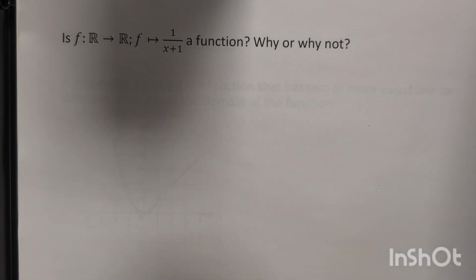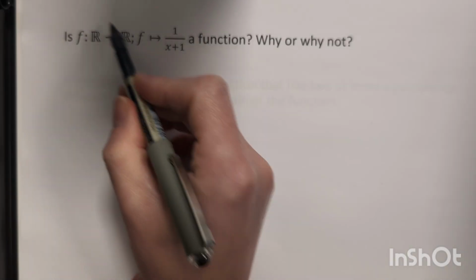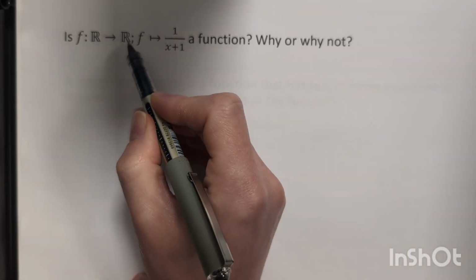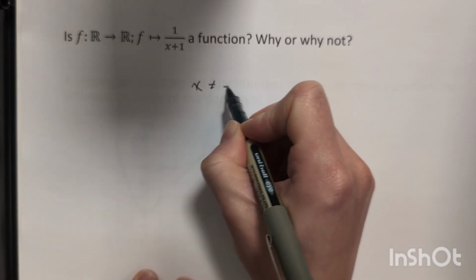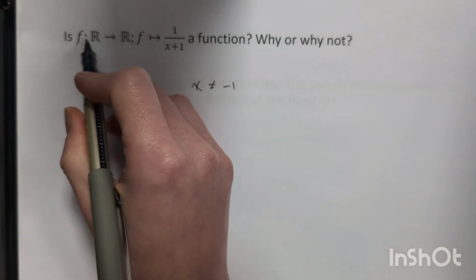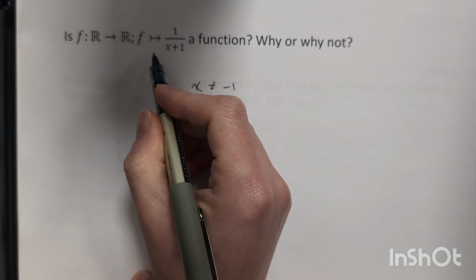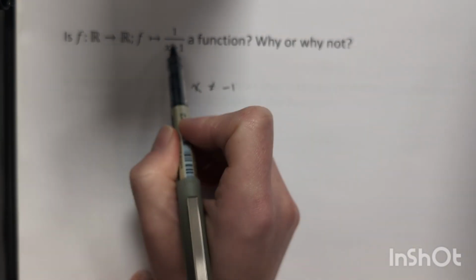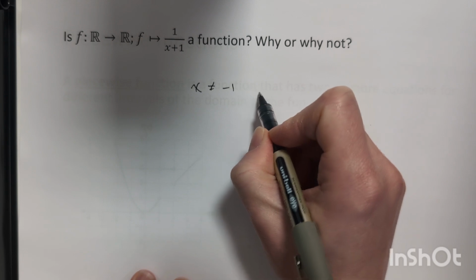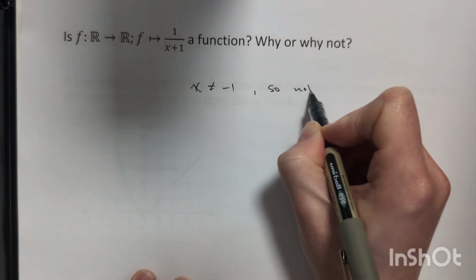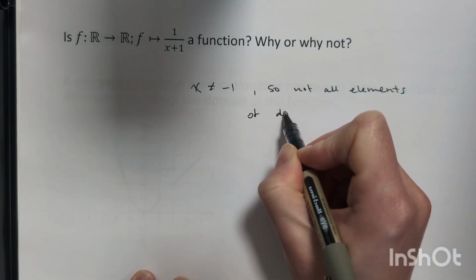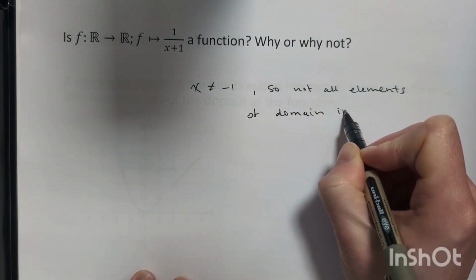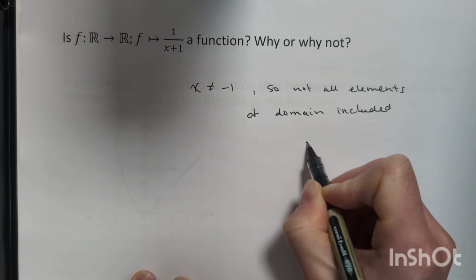Okay, is this a function? Why or why not? No, it's not. It could be restricted in the domain, but it's saying that the domain is real numbers and that the range is real numbers. But the fact that x is not defined at -1 means that there is an issue with this real number thing. So this relationship doesn't apply to all of the elements of the domain. So no.